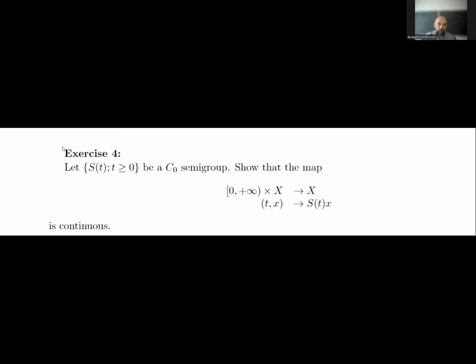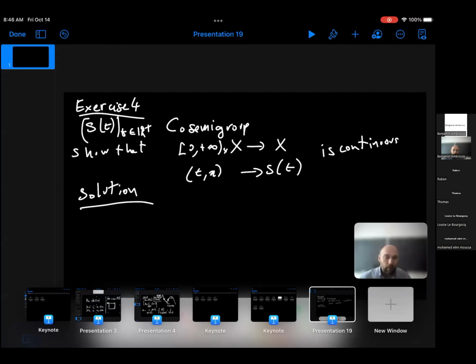So we are considering this exercise. When you have a C0 semigroup, then the application that associates T and X, which maps T and X to S(T)X, is continuous. So we are going to prove that. Okay, so how do you do that?